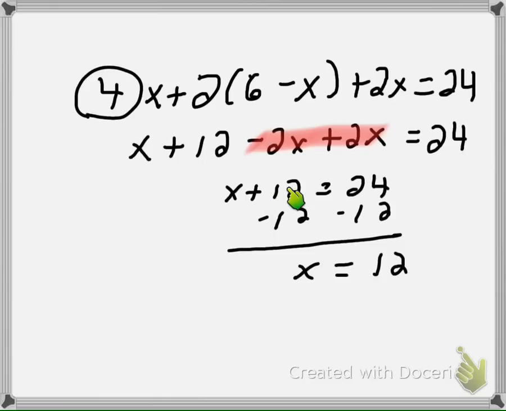So now I got to get rid of the 12, so the opposite of adding 12 is subtract 12. 24 take away 12 is 12. And over here, because this canceled out, all I have left is my x, and x is equal to 4.